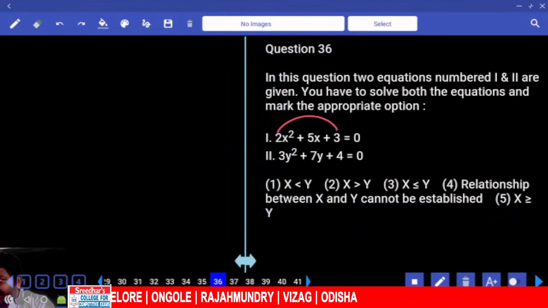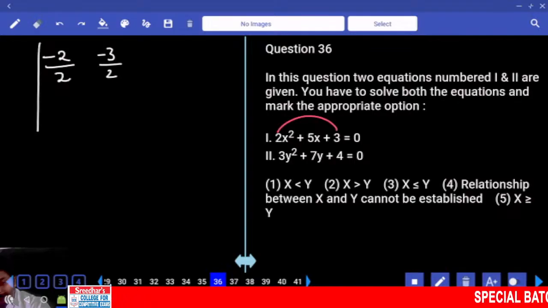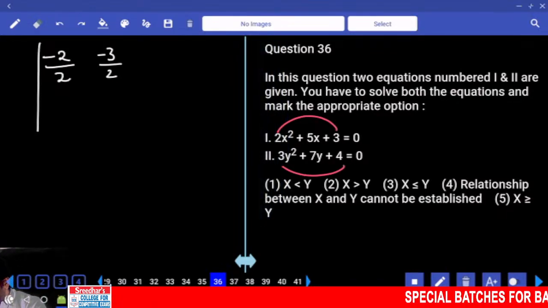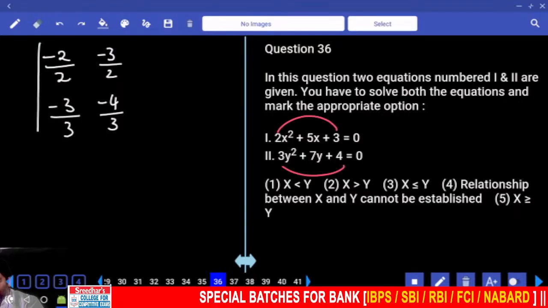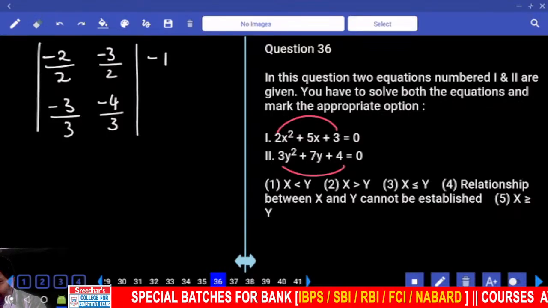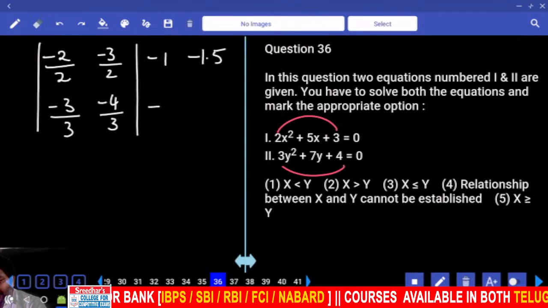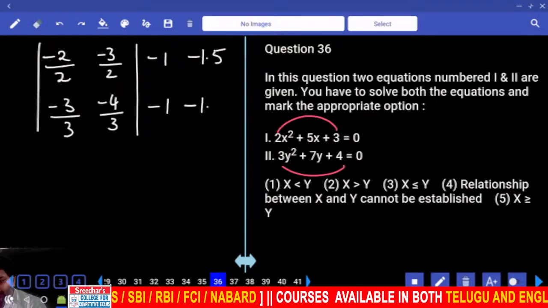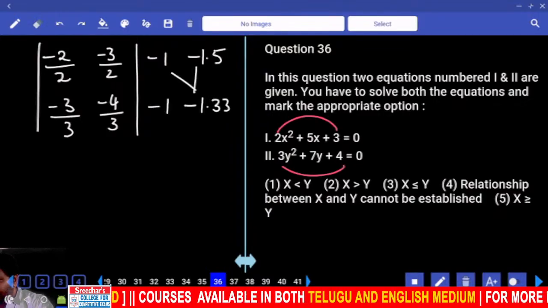Combination is 2, 3, that number itself. Minus 2 minus 3 divided by coefficient of x square. Here also combination is same, 3, 4. Minus 3 minus 4 divided by 3. Let's calculate. This is minus 1, minus 1.5, minus 1, minus 1.33, lies in between these two. Answer, no relation.